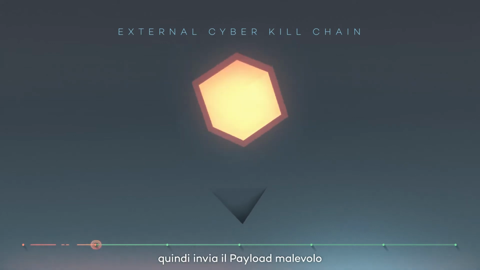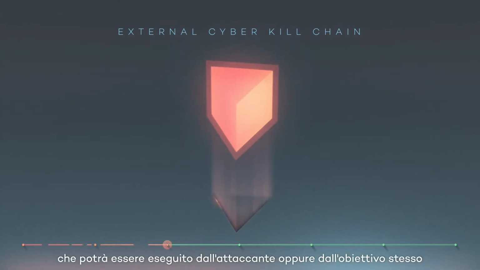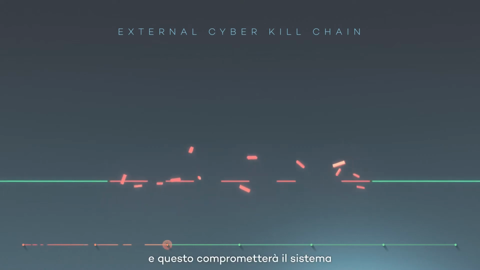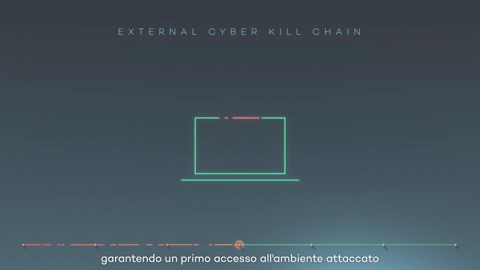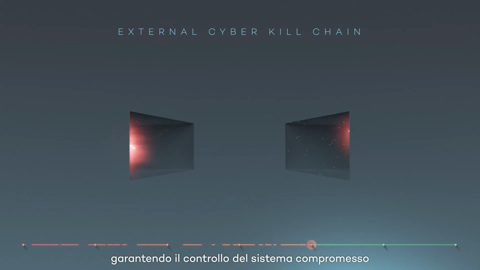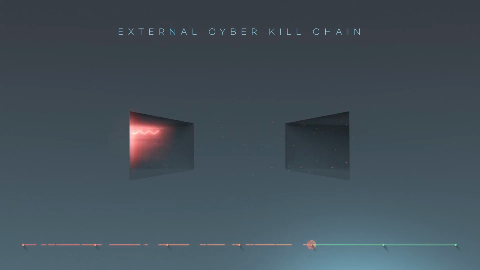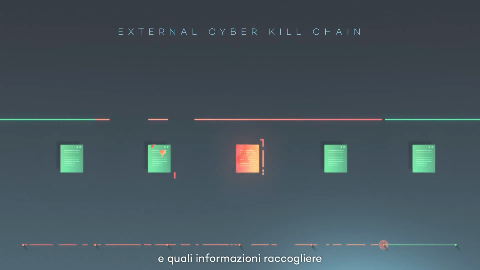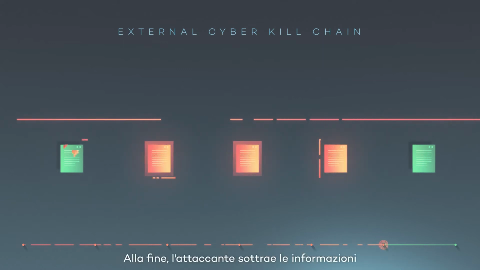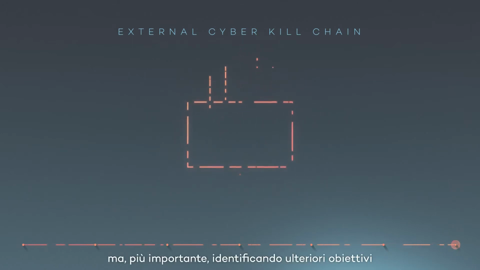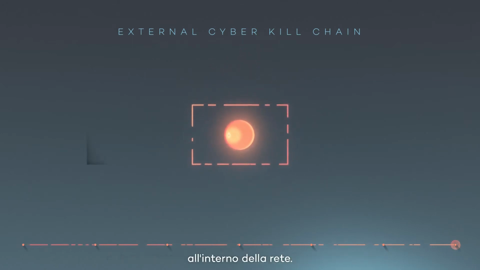Then transmits the malicious payload, which can be initiated by the attacker or by the unknown target. And it compromises the asset, gaining its first foothold in the environment. Malware communicates with the attacker, who gains control of the compromised endpoint. The attacker then tells the asset what to do and what information to gather. Finally, the attacker exfiltrates data, maybe causes some damage, and most importantly identifies more targets within the network.